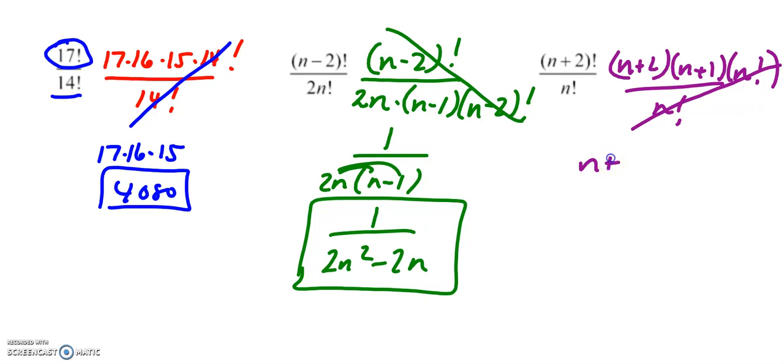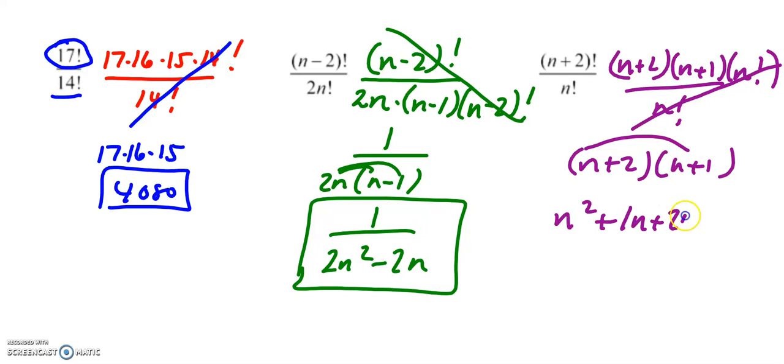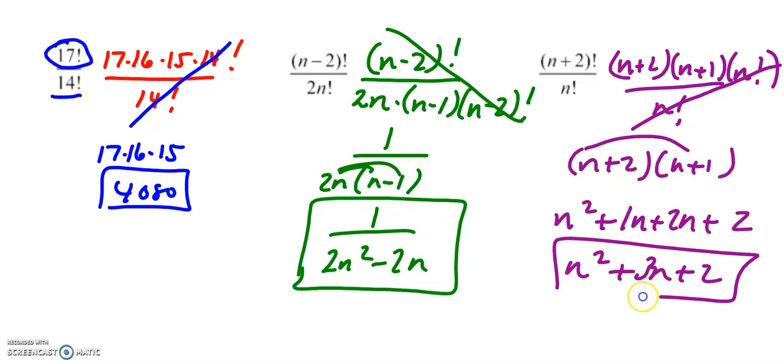So I'm left with n plus 2 times n plus 1 in the numerator. And again, let's just go ahead and simplify that. So if we FOIL, we get n squared plus 1n plus 2n plus 2. So your final answer would be n squared plus 3n plus 2.